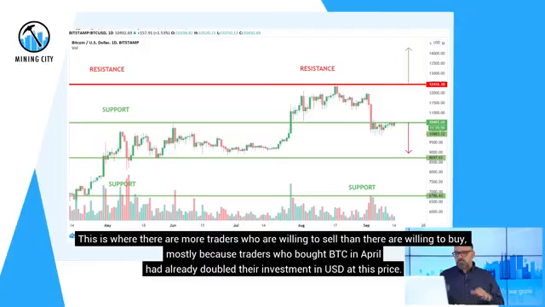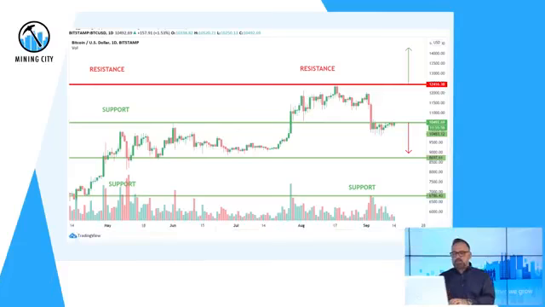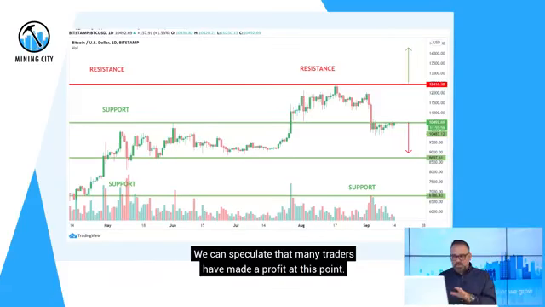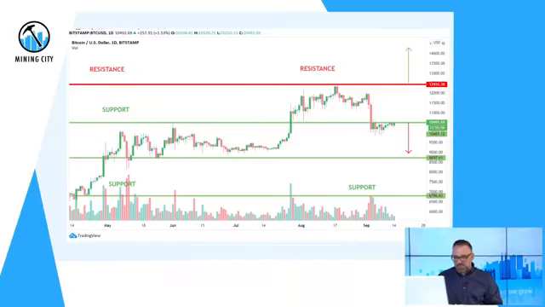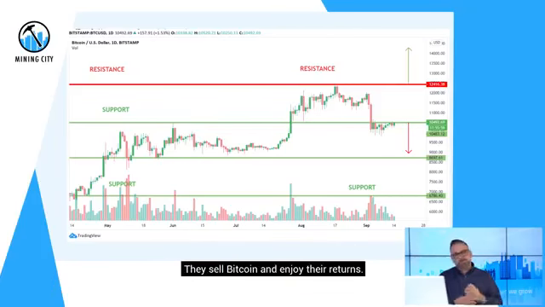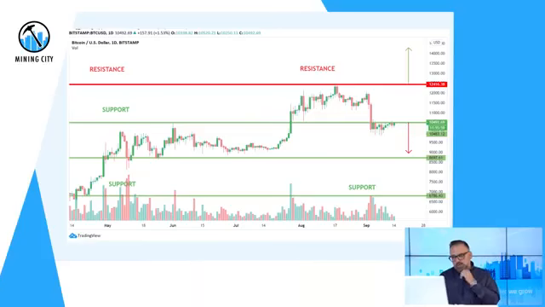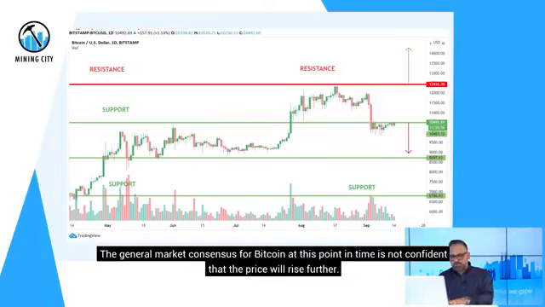This is where there are more traders who are willing to sell than there are those who are willing to buy. Mostly because those traders who bought Bitcoin in April had already doubled their investments in dollars at this price. So we can speculate that many traders have made a profit at this very point. They will sell Bitcoin and enjoy the returns. The general market consensus for Bitcoin at this point in time is it's not confident that the price will rise further.